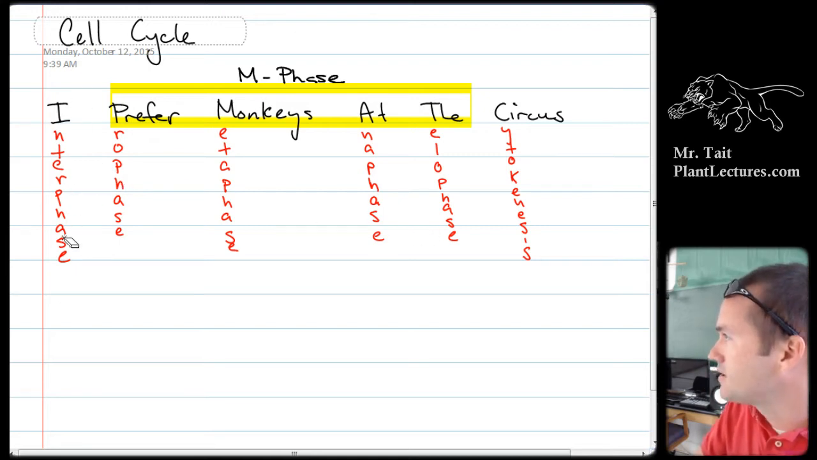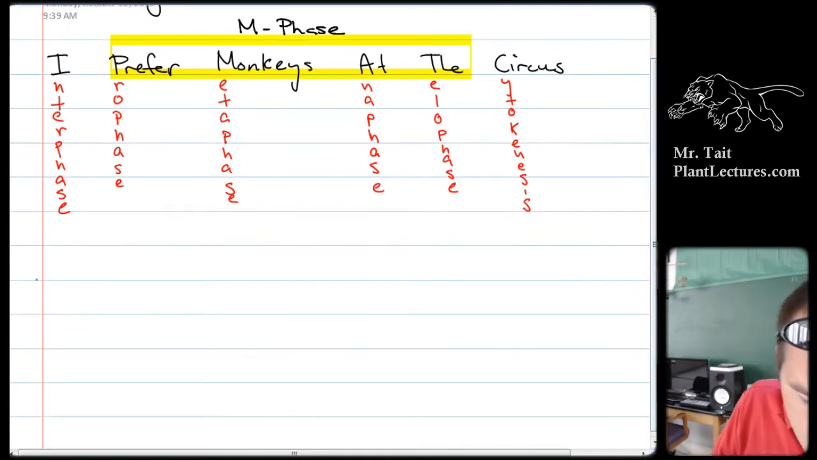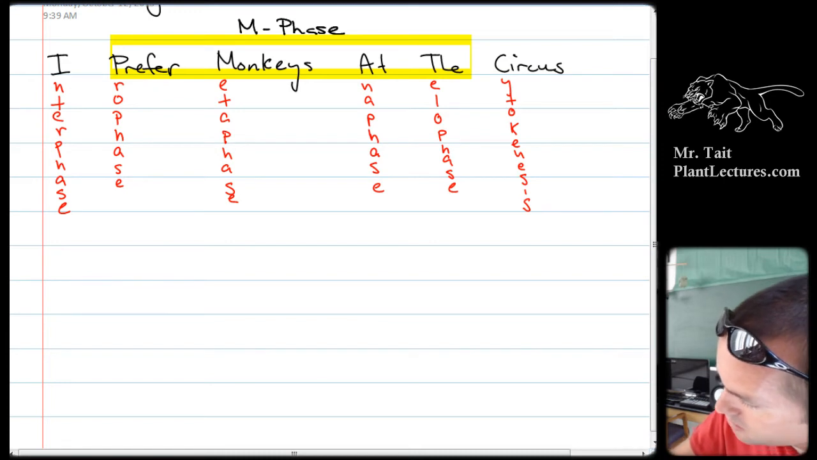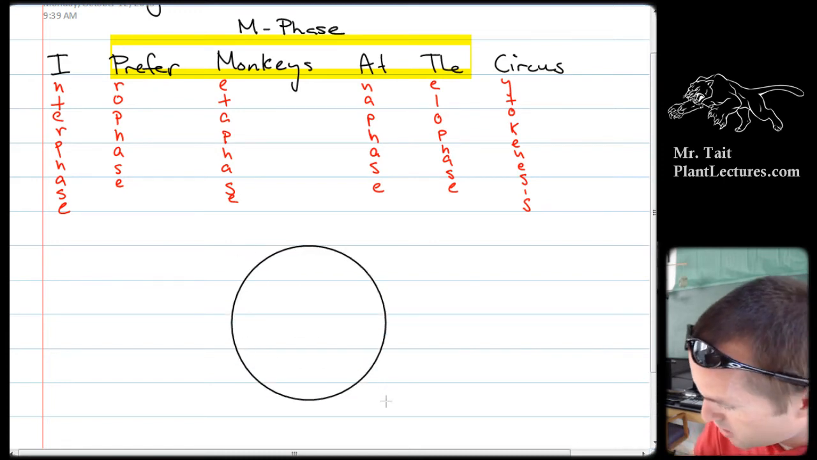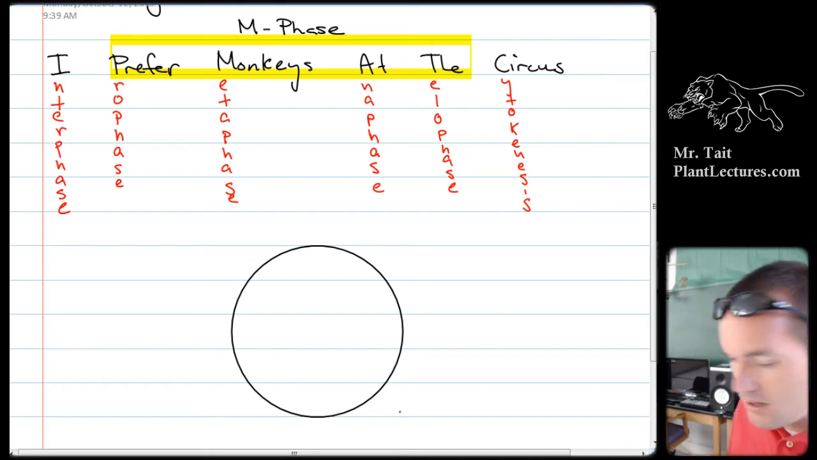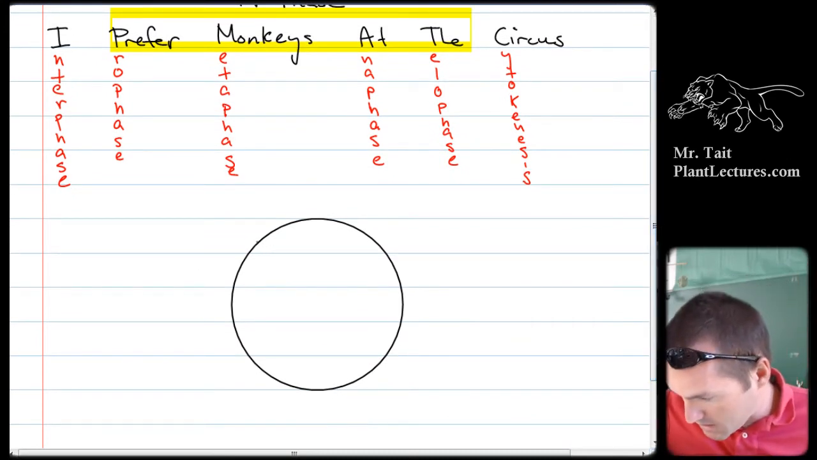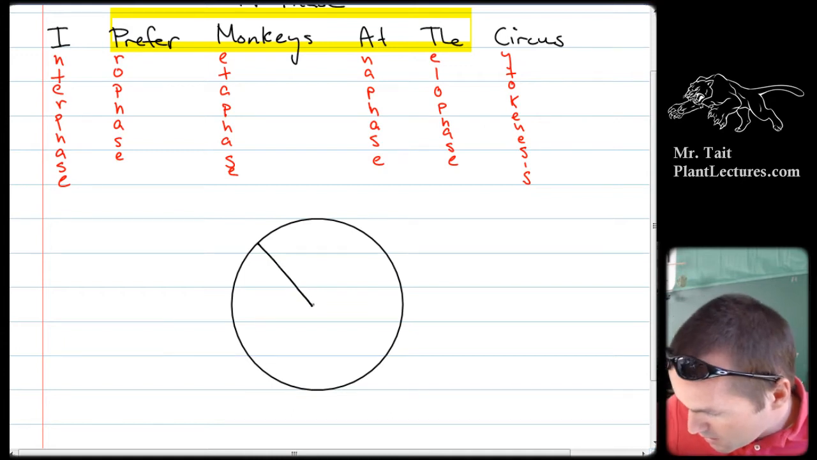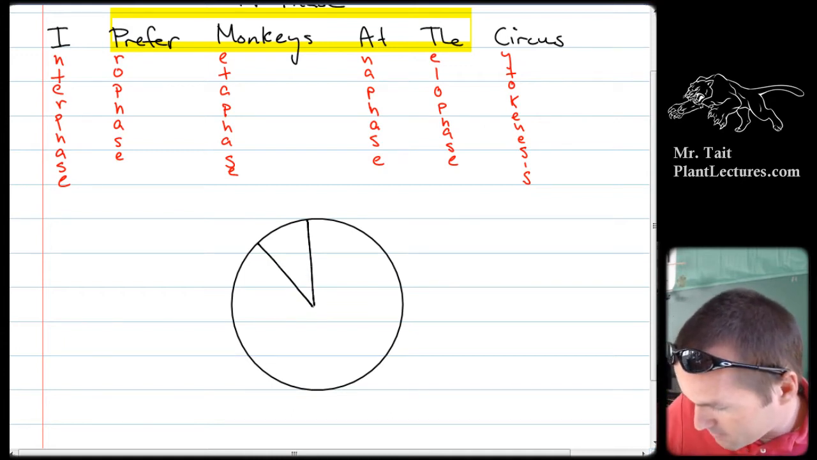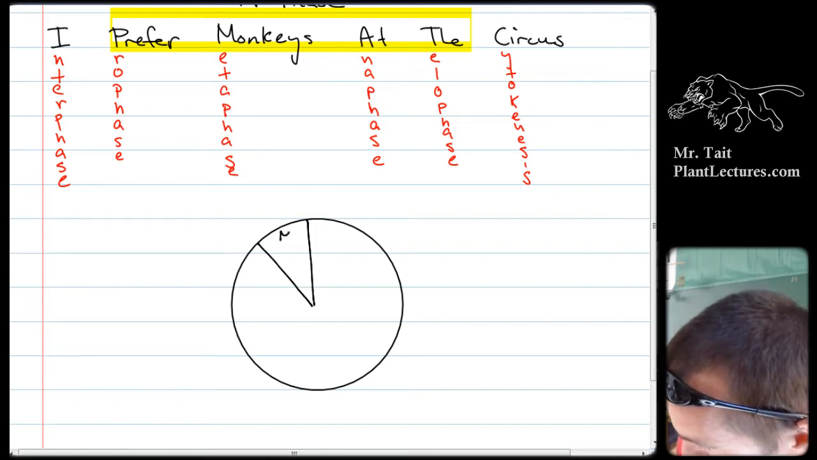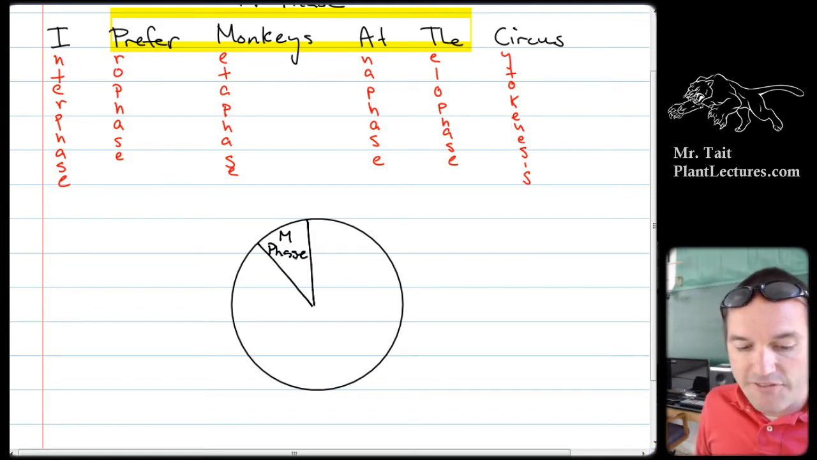The vast majority of the cell cycle, about 90% of it, is going to occur in interphase, right? So if we were going to draw a pie chart, okay, here's a pie chart. This pie chart is going to have all the different parts in it. If I was going to draw all the parts, I would say that this part here, that's about M phase right there. And maybe even a little smaller than that. M phase. Okay? And then the rest of it is going to be interphase. Okay? The whole rest of it is interphase.